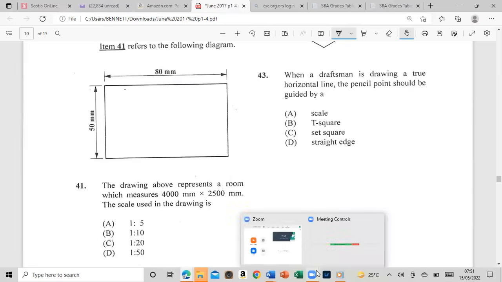All right. So, number 41. The drawing above represents a room which measures 4,000 millimeters by 2,500 millimeters. The scale used in the drawing is... And that would be D, 1 to 8.